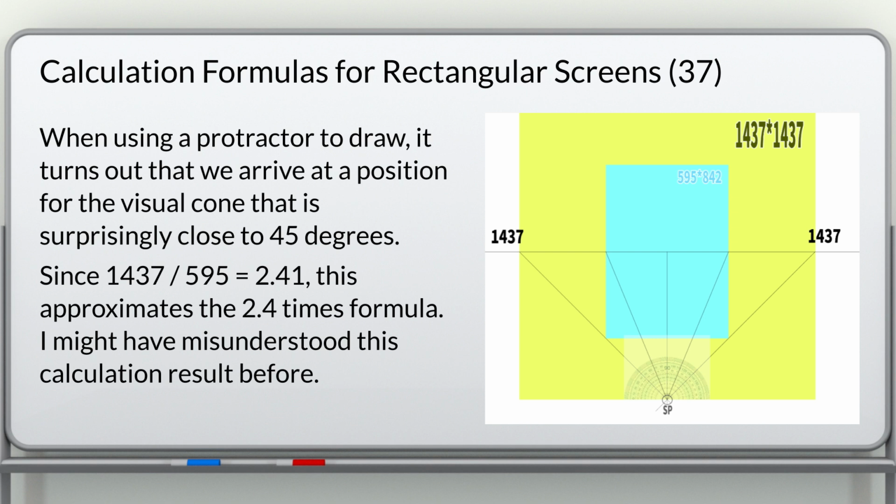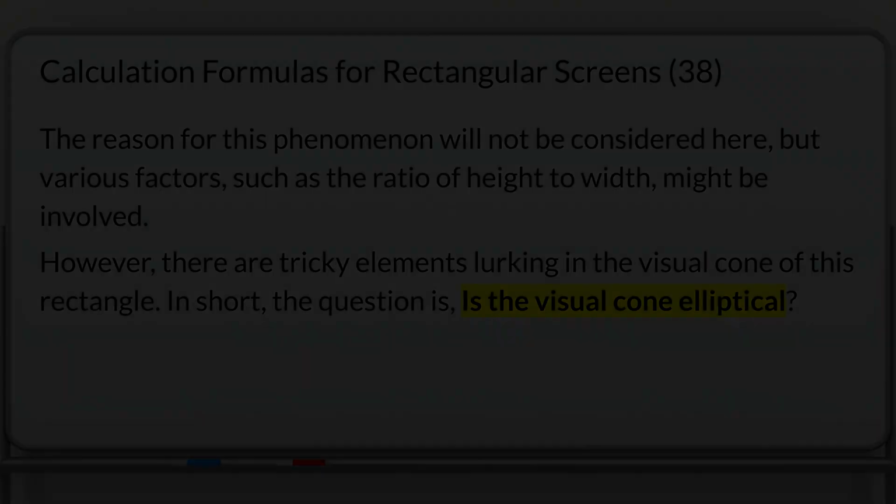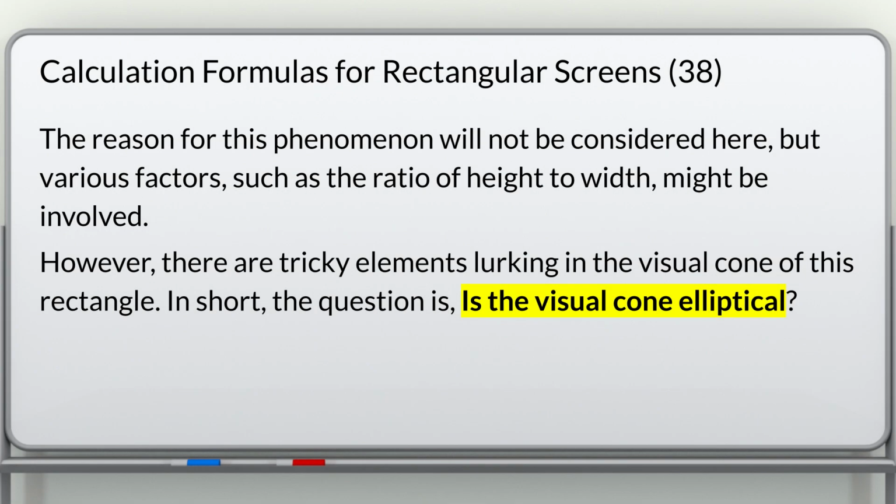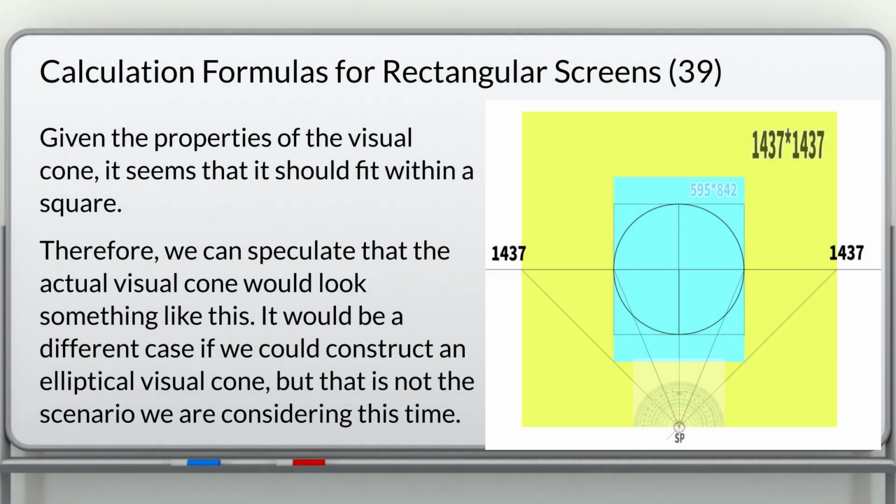I might have misunderstood this calculation result before. The reason for this phenomenon will not be considered here, but various factors, such as the ratio of height to width, might be involved. However, there are tricky elements lurking in the visual cone of this rectangle. In short, the question is: is the visual cone elliptical? Given the properties of the visual cone, it seems that it should fit within a square. Therefore, we can speculate that the actual visual cone would look something like this. It would be a different case if we could construct an elliptical visual cone, but that is not the scenario we are considering this time.